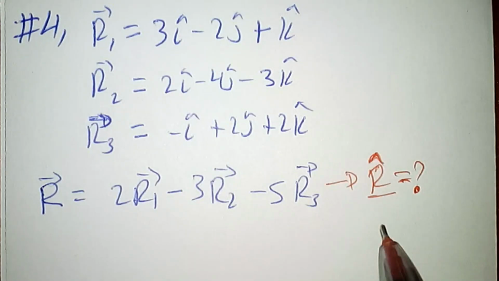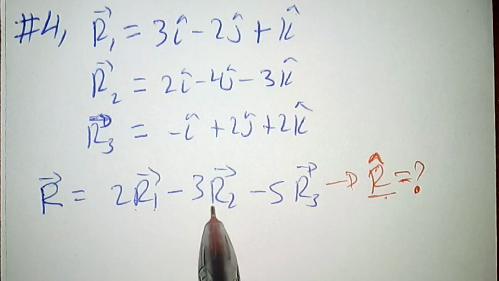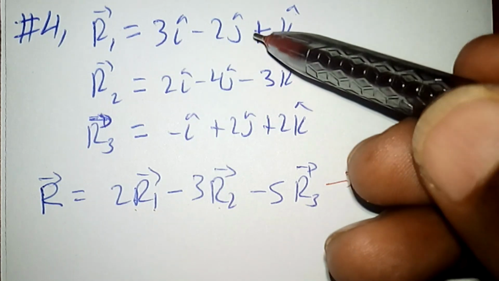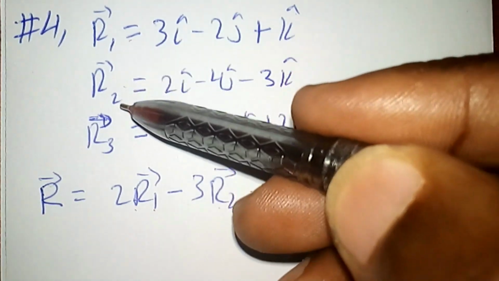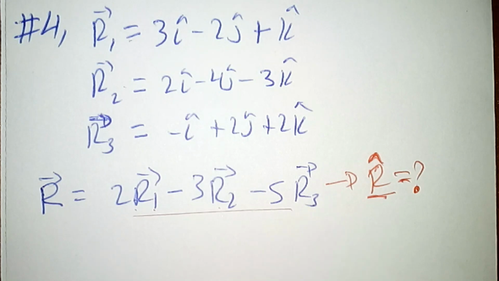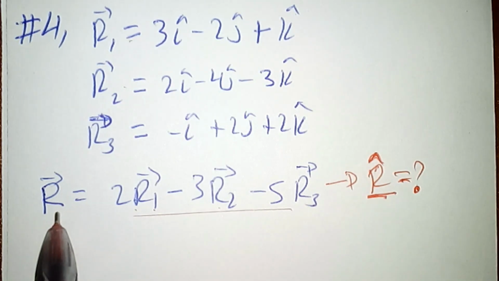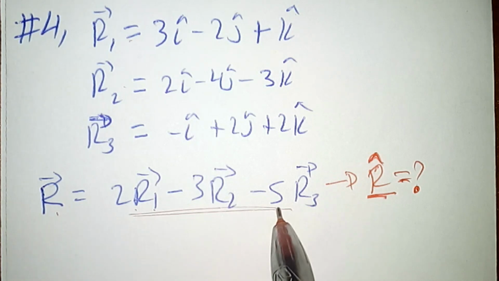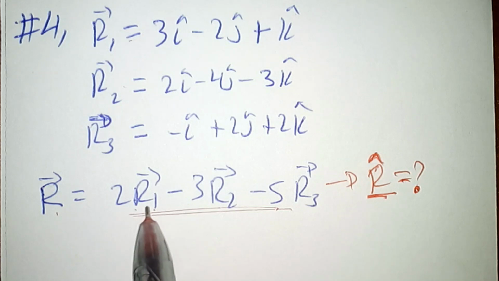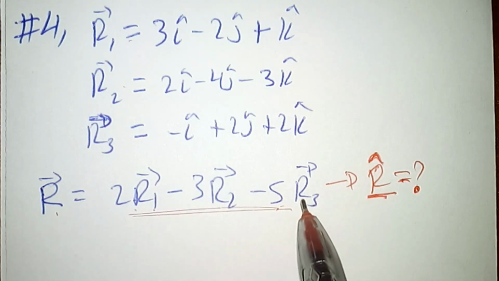So the unit vector r, which is along the direction of 2r1 minus 3r2 minus 5r3, is r. This is r1, r2 and r3 vectors. Then the unit vector of this resultant vector. So before finding the unit vector along the direction of r, we have to find the vector r. Vector r is the resultant vector, which is 2r1 minus 3r2 minus 5r3.